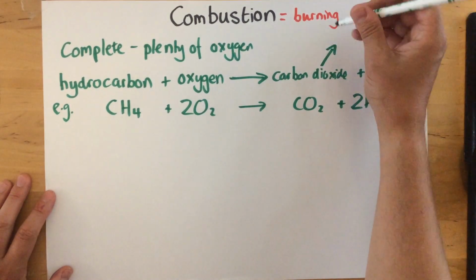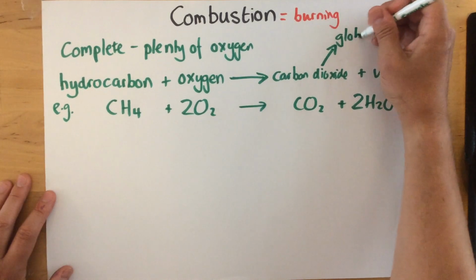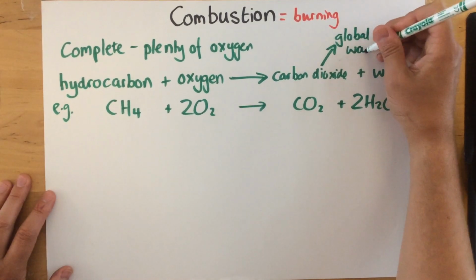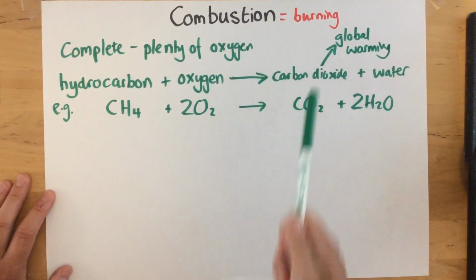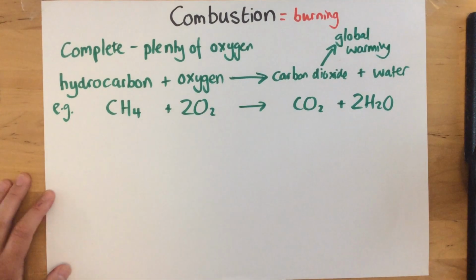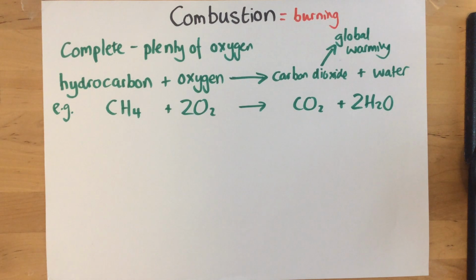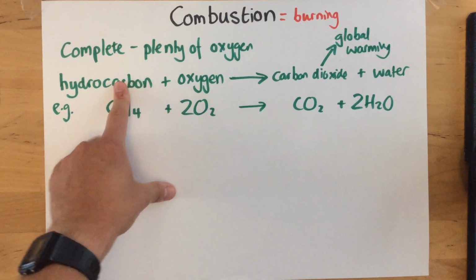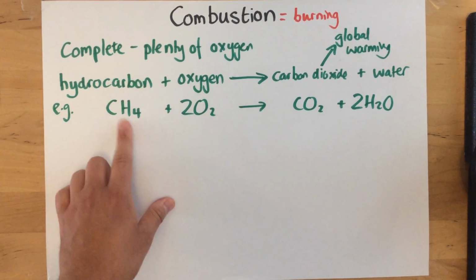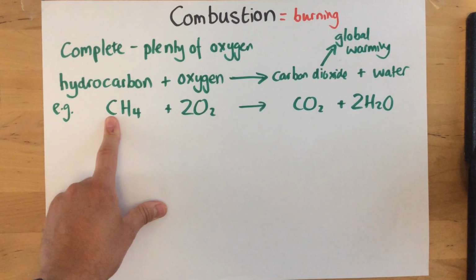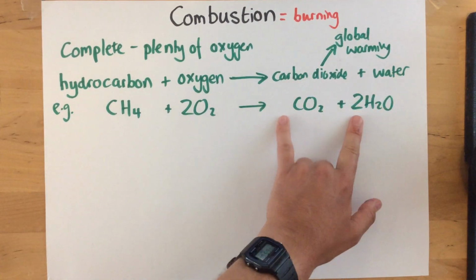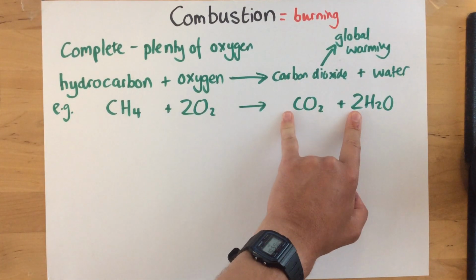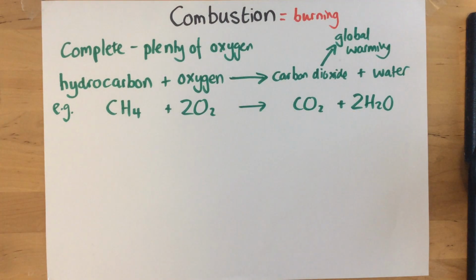Remember, carbon dioxide contributes towards global warming. So that is one of the negative aspects of one of the products here. But it's preferable to incomplete combustion that we'll see in a second. Now, it doesn't matter which hydrocarbon you have. It could be one with 10 carbon atoms instead. We'll always get carbon dioxide and water. The only thing that will differ is how many of each molecule that we'll actually get.